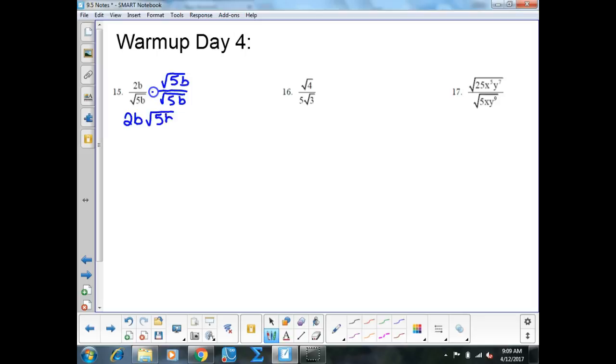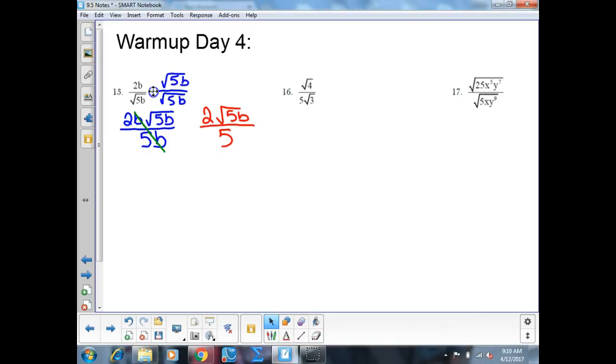So then on top she gets 2b times the square root of 5b all over 5b. And then she sees, now she's switching colors, she sees that there's a b on top and a b on the bottom. So she drew one line all the way through, which leaves her with 2 times the square root of 5b all over 5. I could not have done that problem better myself, other than putting it all in the right color.